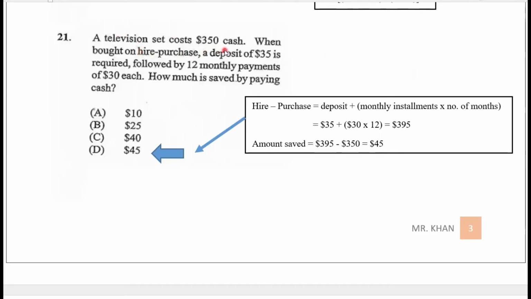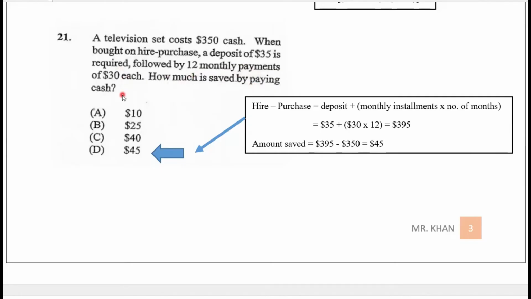A television set costs $350 cash. When bought on hire purchase, a deposit of $35 is required, followed by 12 monthly payments of $30 each. How much is saved by paying cash?